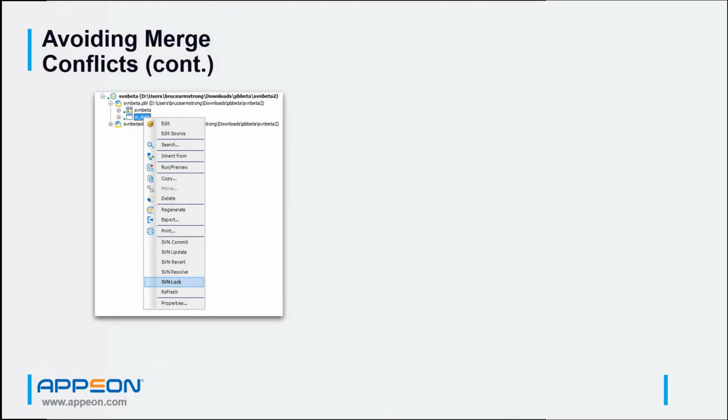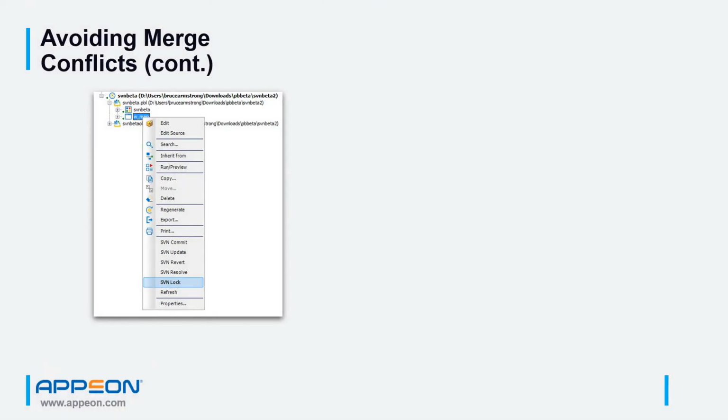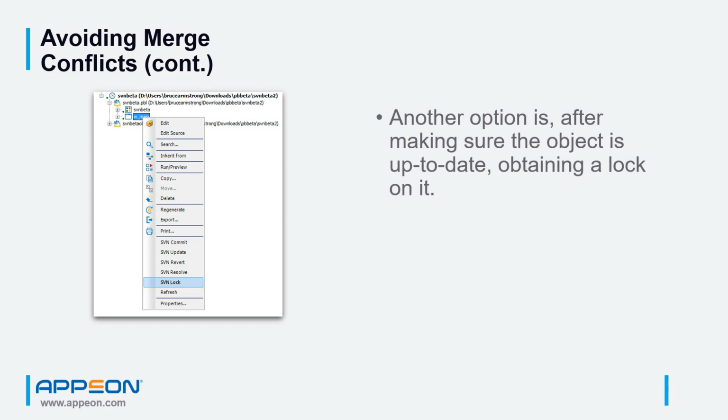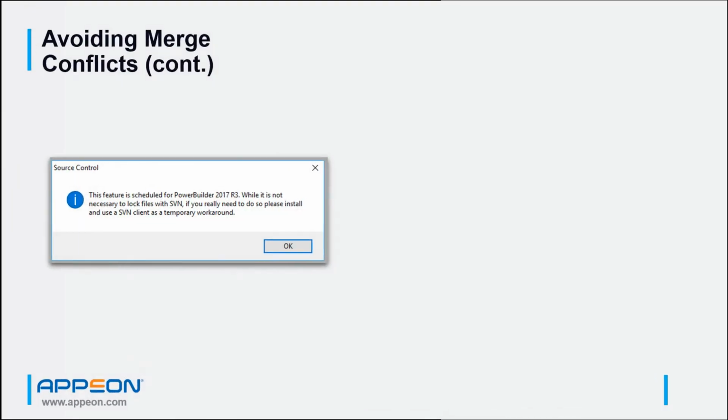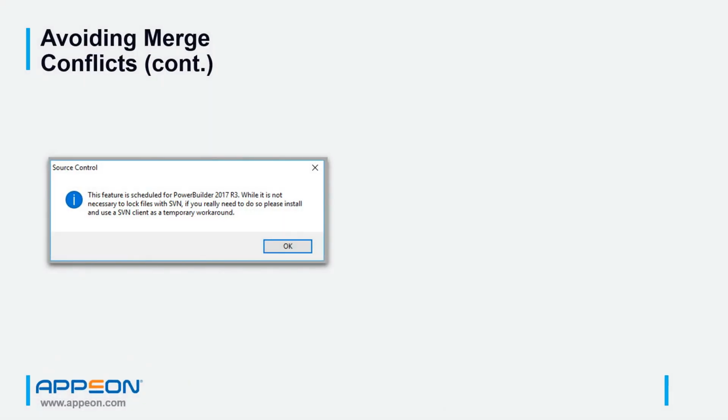The other thing we can do is lock the files, and that is supported under Subversion. When we get to Git in a later webcast, we're going to find out that Git does not support that and how to deal with that. But Subversion does support this, and so if you go into the PowerBuilder IDE and you select SVN lock, unfortunately, you end up with this message because locking and unlocking files actually isn't coming in until release 3. That doesn't mean we can't do it. We can still lock the files. We just can't do it through the PowerBuilder IDE.